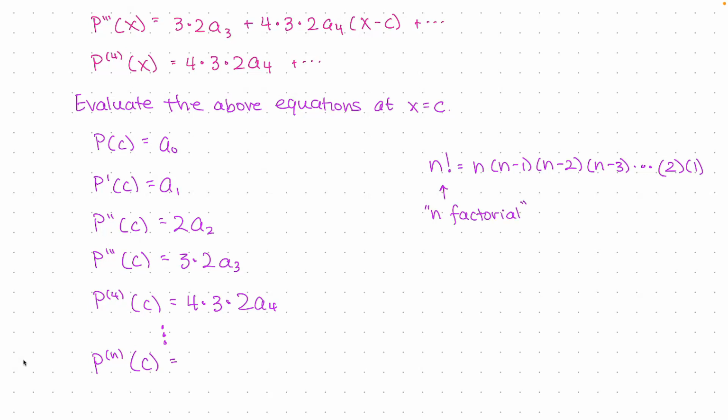So this fourth derivative of P at c, 4 times 3 times 2, that's just 4 factorial a sub 4. 3 times 2 times 1, that's just 3 factorial a sub 3. This is just 2 factorial a sub 2. This is just 1 factorial a sub 1.